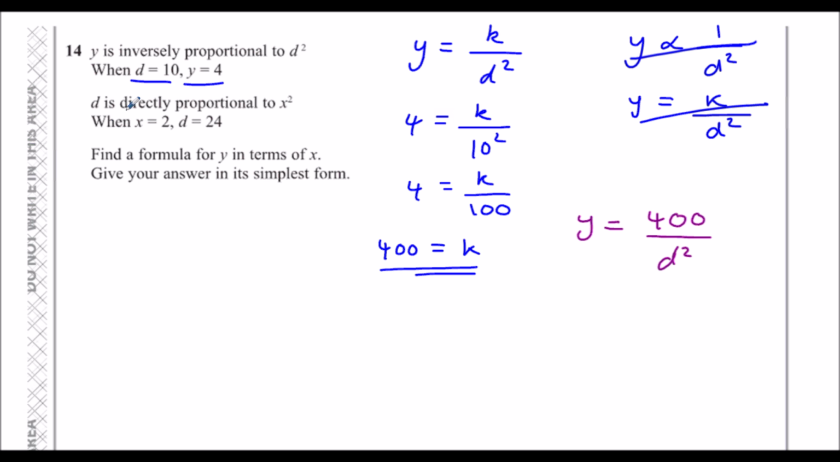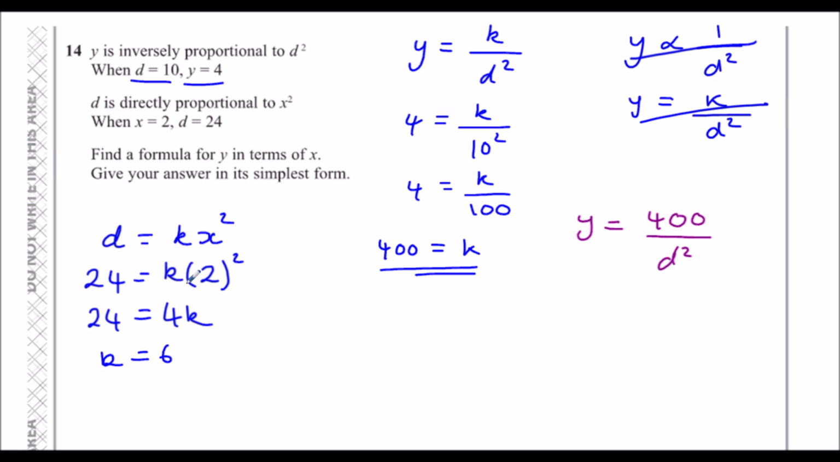Okay, we're also told d is directly proportional. So d is proportional to x squared, which means d is k times x squared. When x is 2, d is 24. 24 equals k times 2 squared. 2 squared is 4, so 24 is equal to 4k, and divide both sides by 4. That means k is 6. So I can change my formula to d equals 6x squared.